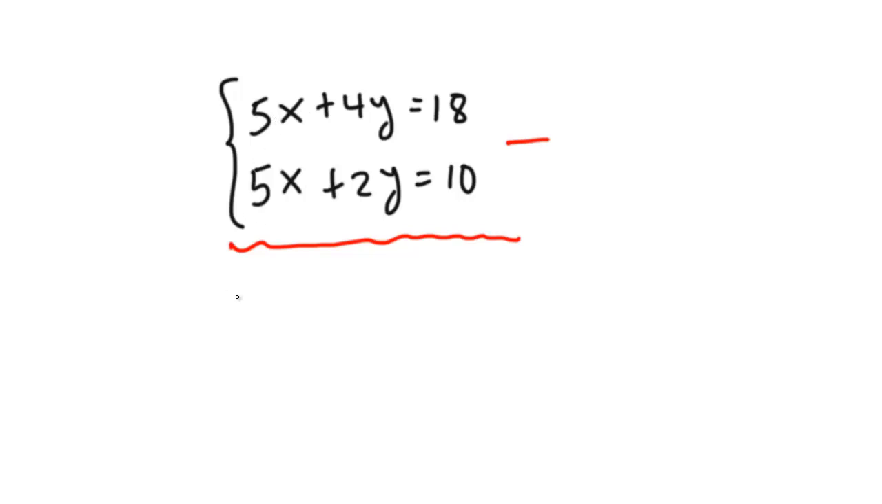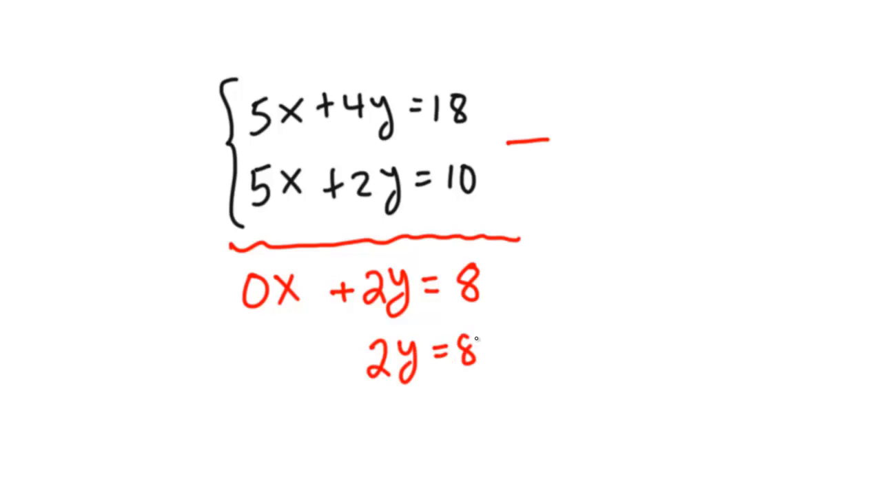Alright, so 5x minus 5x will give us 0x. Now we'll keep it red. And then we have plus 4y minus 2y, so that will give us positive 2y. Right? So we're subtracting the bottom term from the top one. And then 18 minus 10 will give us 8. Right? So let's simplify this here. 2y is equal to 8, right? Because the 0x, you can make that go away. So y is just 4.